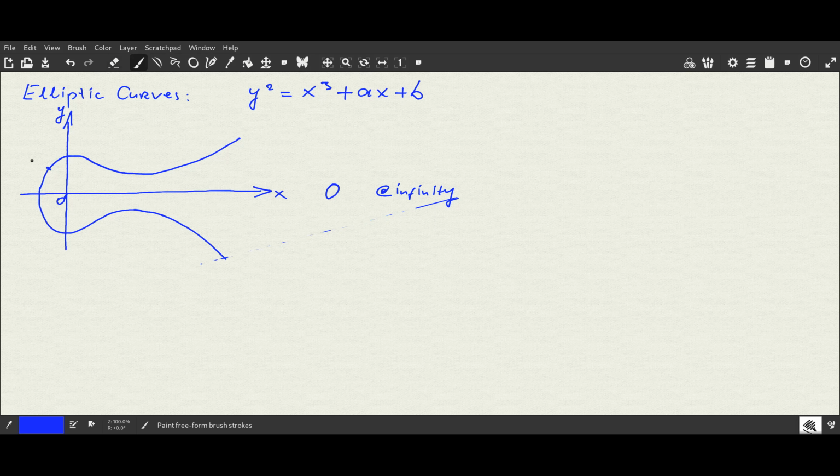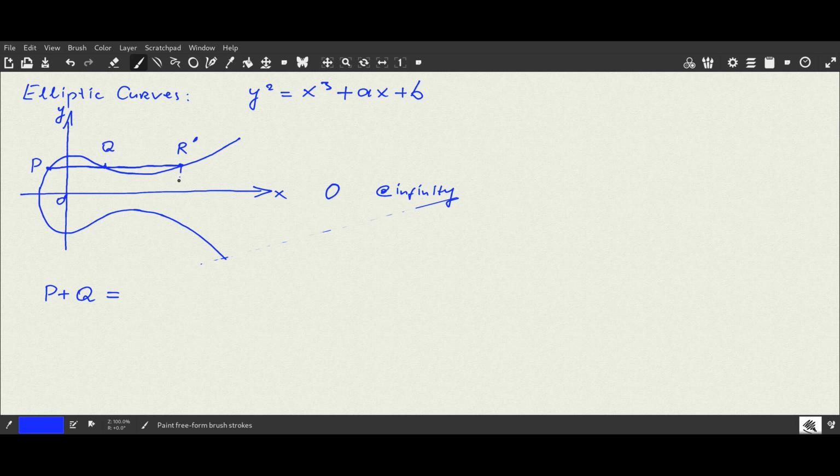Suppose that there are points P and Q on the curve. Then in order to construct the sum P plus Q, what do we do? You remember? Put two points on the curve, draw a straight line through them, and mark an intersection. Let this be a point called R prime.